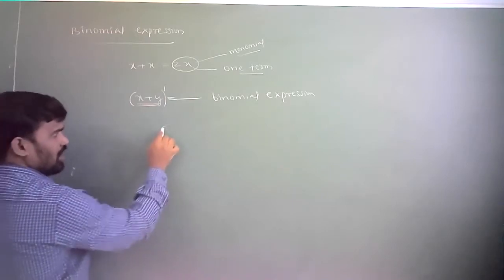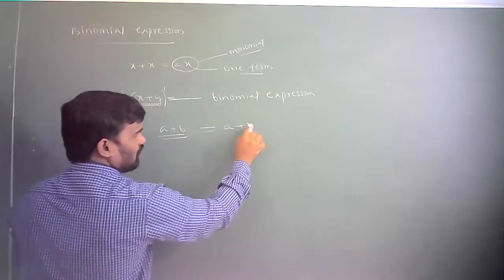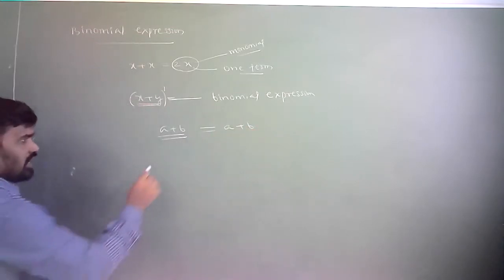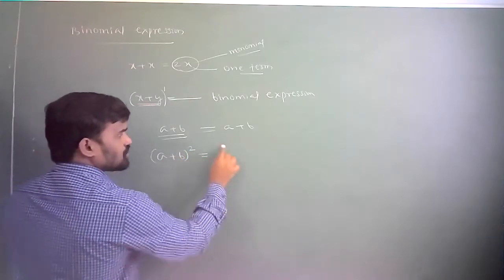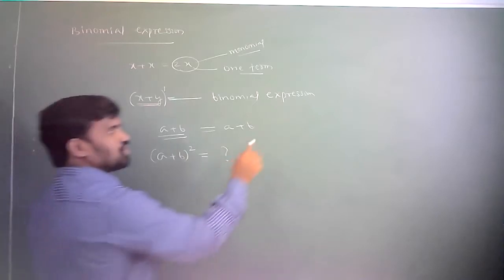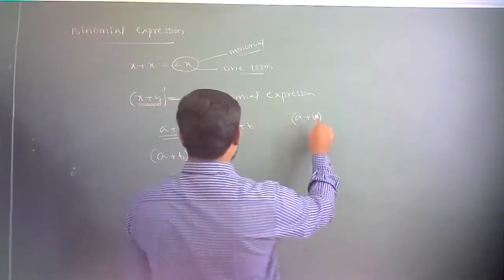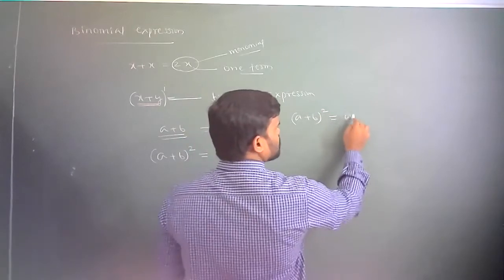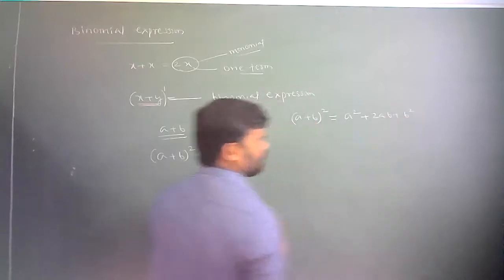Like a plus b, its value is a plus b only. Next, a plus b whole square, its value is not equal to a plus b. Of course, you know very well from your school education that a plus b whole square is a square plus 2ab plus b square.